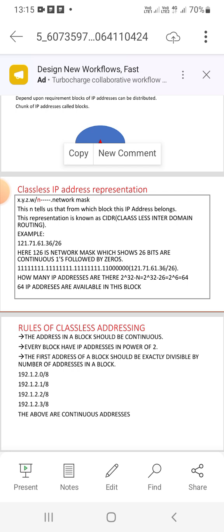How many IP addresses are there? 2 power 32 minus n. Here n is 26, so 2 power 32 minus 26, that is 2 power 6, which equals 64. So 64 IP addresses are available in this block. Slash 26 means 26 continuous ones followed by zeros, which we convert into binary format.